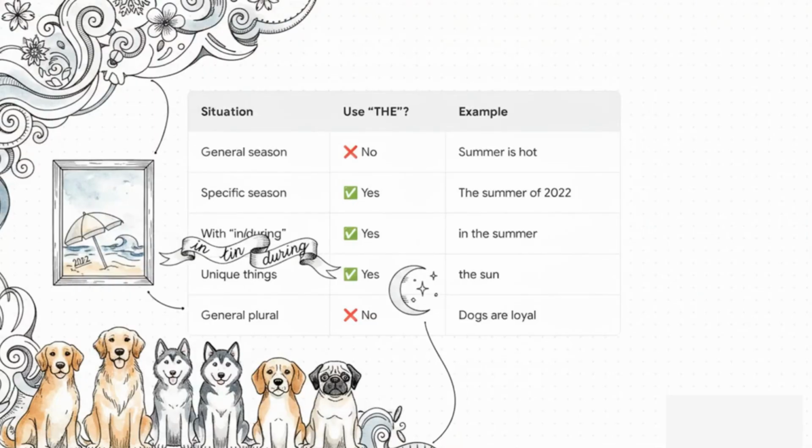General season, like summer is hot? Nope. No the. A specific one, like the summer of 2022? Absolutely, yes. Those special phrases, like in the summer? Yep, use it. Unique things, like the sun? For sure. And look at that last one. It's a good reminder. For general plural things, like dogs are loyal, again, no the needed.